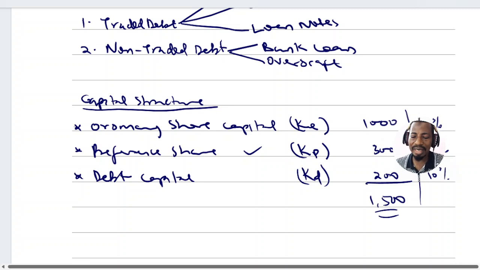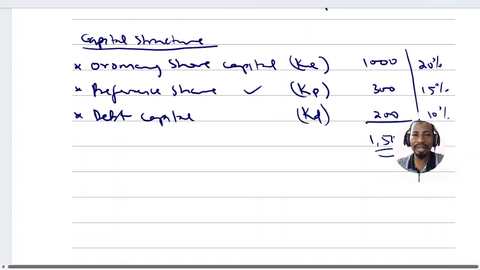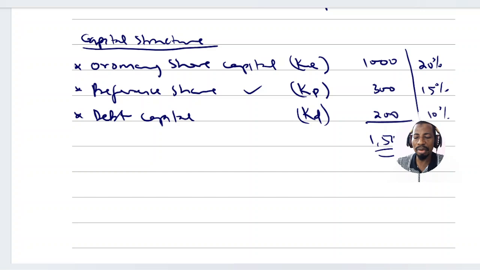So we are now saying that the overall cost of capital is the weighted average cost of capital. It is the cost of capital weighted according to the proportion. So this is the proportion: 1,000, 300, 200, the proportion of each source of finance in a company's total pool of capital. The total pool of capital is 1,500. So we want to weight all these three costs of capital. That is what weighted average cost of capital is concerned with.